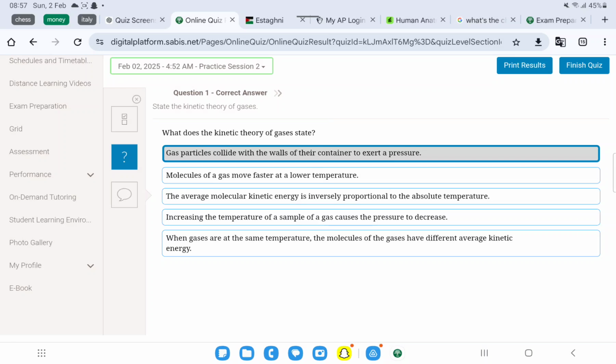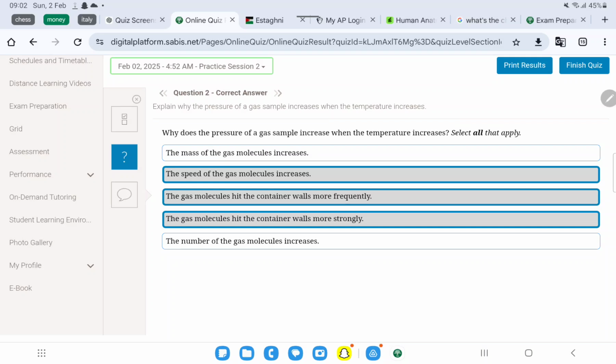Increasing the temperature of a sample of gas will cause the pressure to increase, not decrease. When gases are at the same temperature, the molecules of the gases have different average kinetic energy? No, they have the same. When the gases are at the same temperature, the molecules of the gases will have the same average kinetic energy.